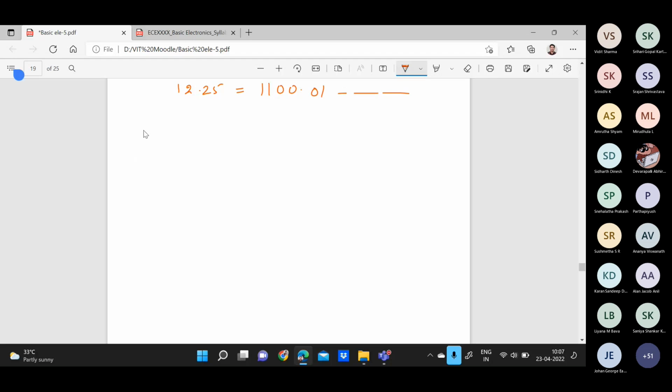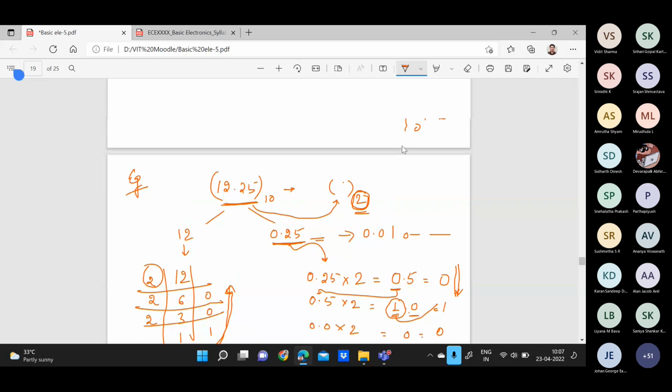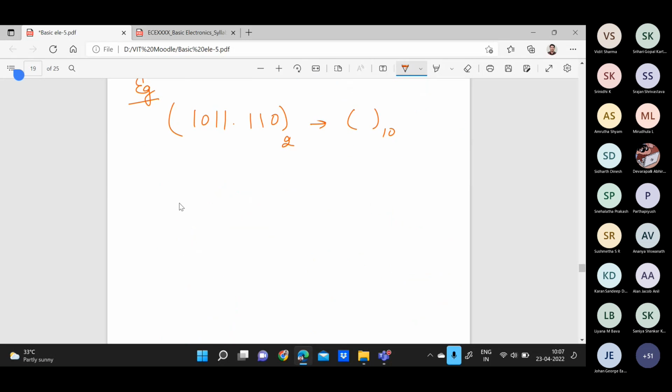Now the next part is what? For example, you have a number like 1011.110. This is a binary number, and we have to convert it into a decimal number. That is the next question. As I told you, if you have a decimal number and you have to convert it into binary form, you have to start dividing the number by 2 and multiplying the number by 2, right? Now you see, for this I'm writing 1011.11, with one more 0.